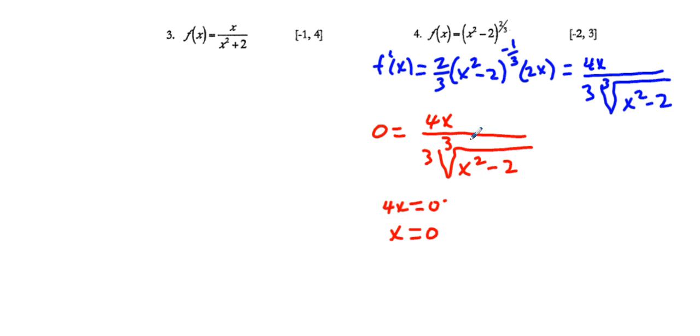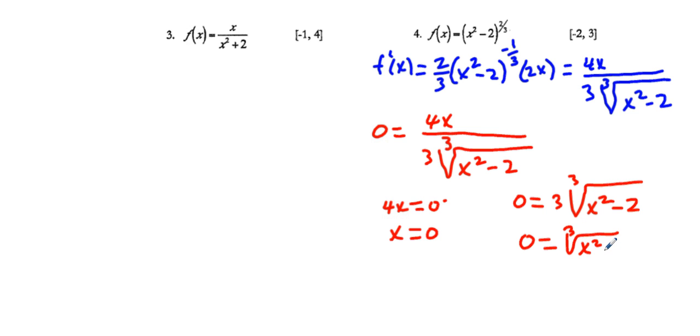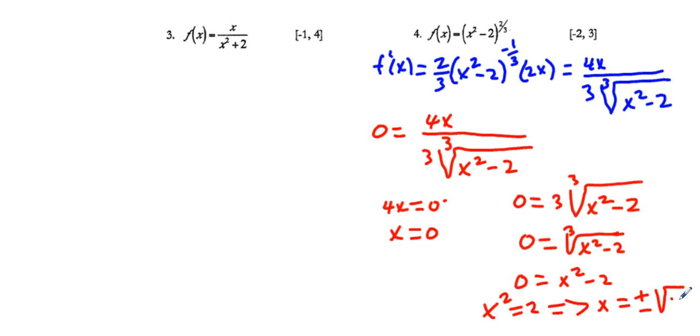And then where the function is undefined would be where the denominator is equal to 0, so we set the denominator equals 0. 0 equals 3 cube root of x squared minus 2, and dividing by 3, we have 0 equals cube root of x squared minus 2, and cubing both sides, we have 0 equals x squared minus 2, and then adding 2 to both sides, we have x squared equals 2, so x equals plus or minus square root of 2. And square root of 2 is going to be inside of all these guys.